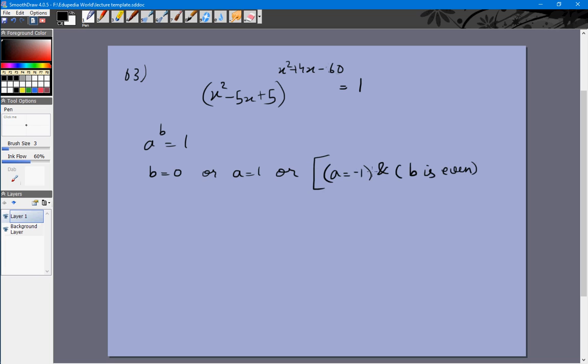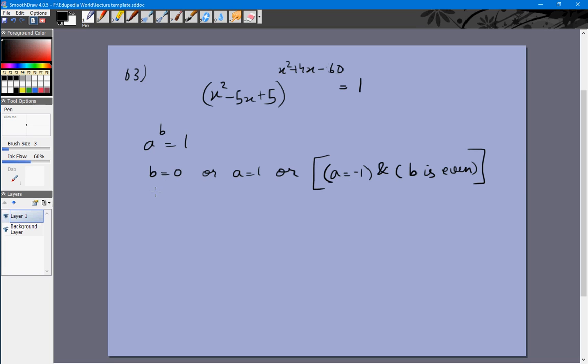Right, this is also an important case. If a is minus 1 and b is odd, we are talking about integers a and b, right? So a and b both are integers. If a is minus 1 and b is odd, minus 1 to the power of an odd number will be minus 1. But if a is minus 1 and b is even, both these statements need to be true, then also a to the power b will be 1. So we can just solve for all these three cases.